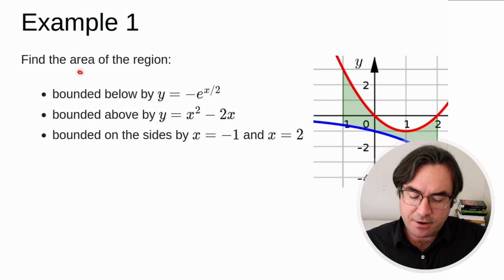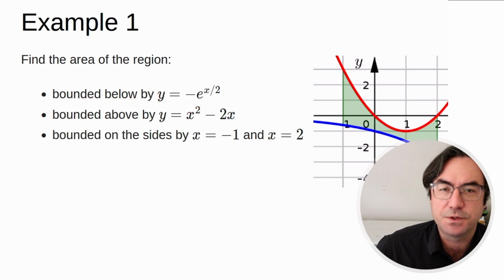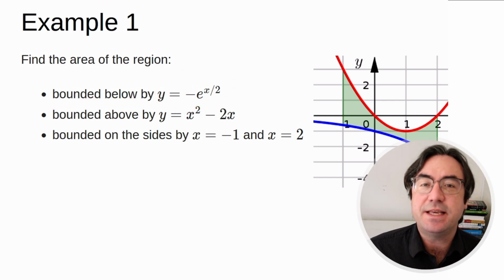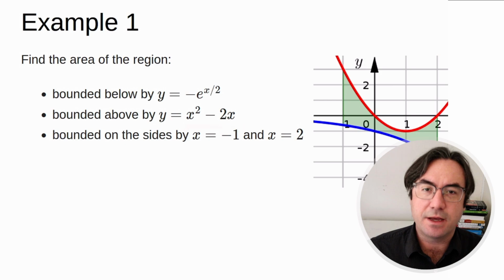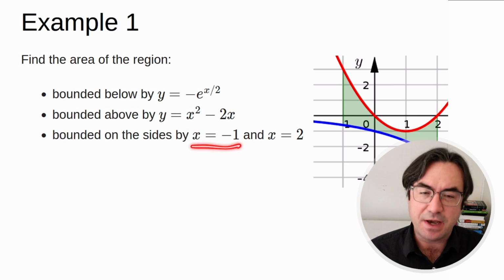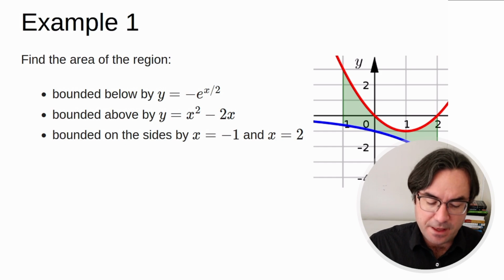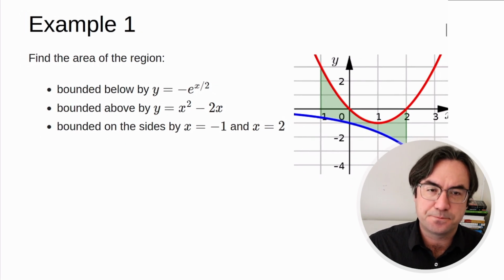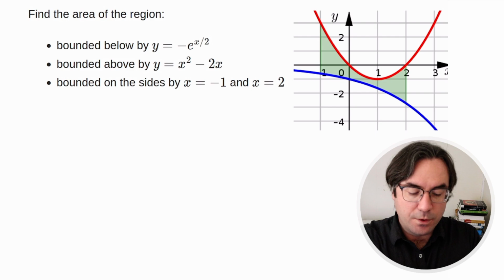So we want to find the area of the region that's bounded below by the curve y equals negative e to the x over 2, and bounded above by the parabola x squared minus 2x. And then we've got our two sides. We've got our left side, x equals negative 1, and we've got our right side, x equals 2. So if we look at our graph for this, what do we see?